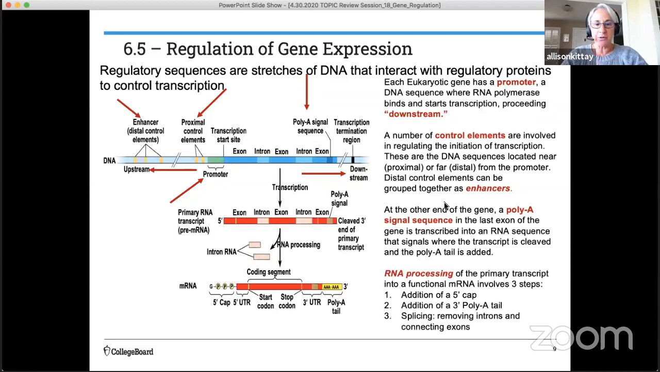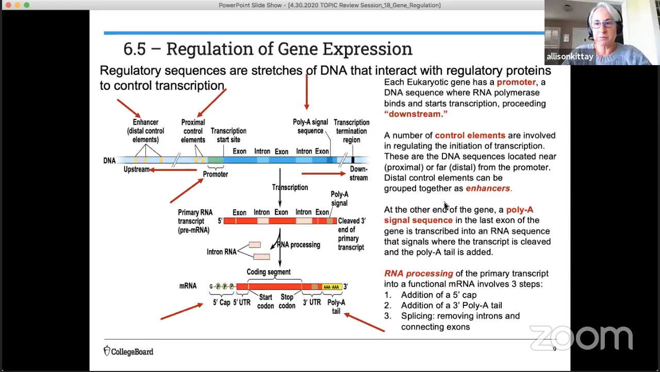All right, so one other thing that's going to happen is once we get our primary transcript, it gets processed, and it will get processed in 3 steps. The first step will add a guanine cap at the 5' end of that mRNA. The next thing that will happen is there'll be an addition of a polyadenine tail at the 3' end. And both of these things are going to protect this messenger RNA transcript once it leaves the nucleus.